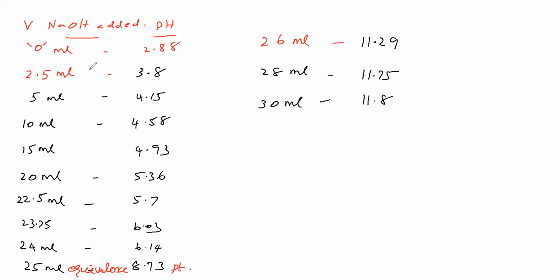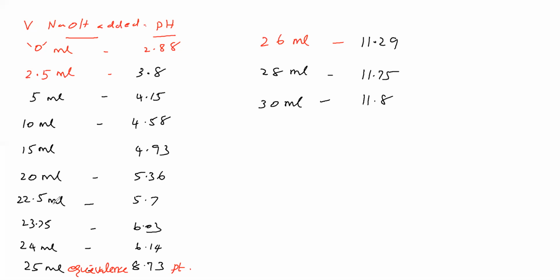Here we added 2.5 ml. How much is the pH rising? Nearly 1. Here 2.5 ml we added, and the pH is rising roughly 0.4. Here 5 ml we added, and the pH is rising roughly 0.4. Here 5 ml we are adding, and the pH is changing roughly 0.4. Again 5 ml, and the pH changes roughly 0.4 or 0.5.